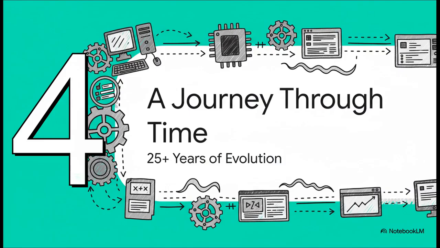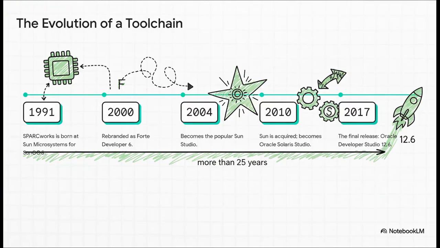All this technology, though, it didn't just appear overnight. Nope. It was the result of a long, long evolution. So let's take a quick trip through its history to see where it all came from. The whole journey began way back in 1991 with a tool called SparkWorks at Sun Microsystems. You can see the key rebrands over the years, with Sun Studio probably being one of its most well-known identities. The huge turning point, of course, was when Oracle acquired Sun in 2010. That led to the tool's final phase, which ended with its last release in 2017, after a run of over 25 years.